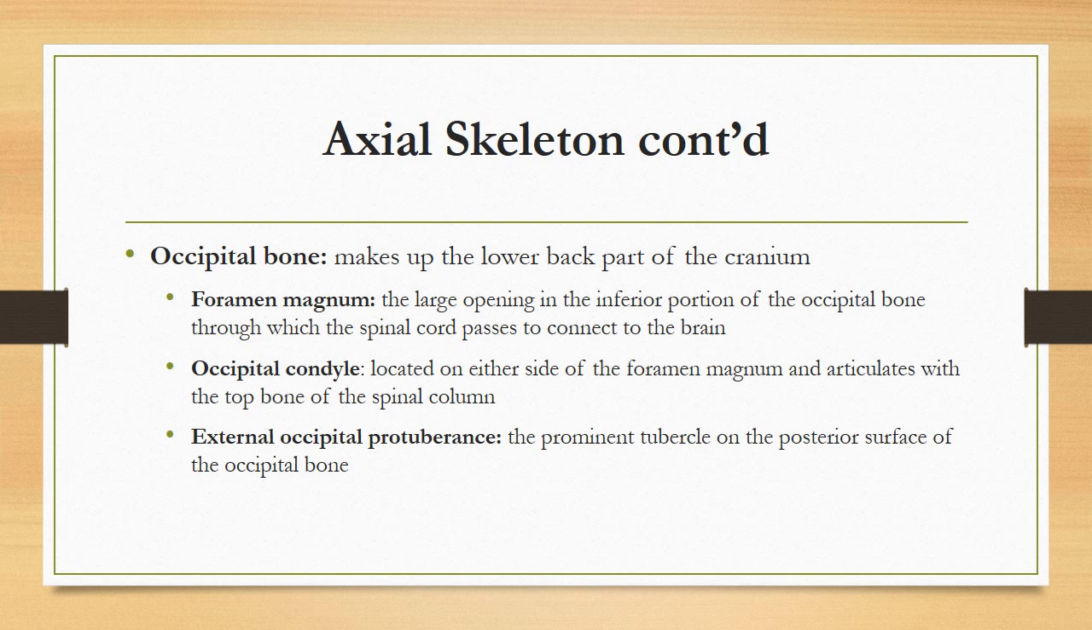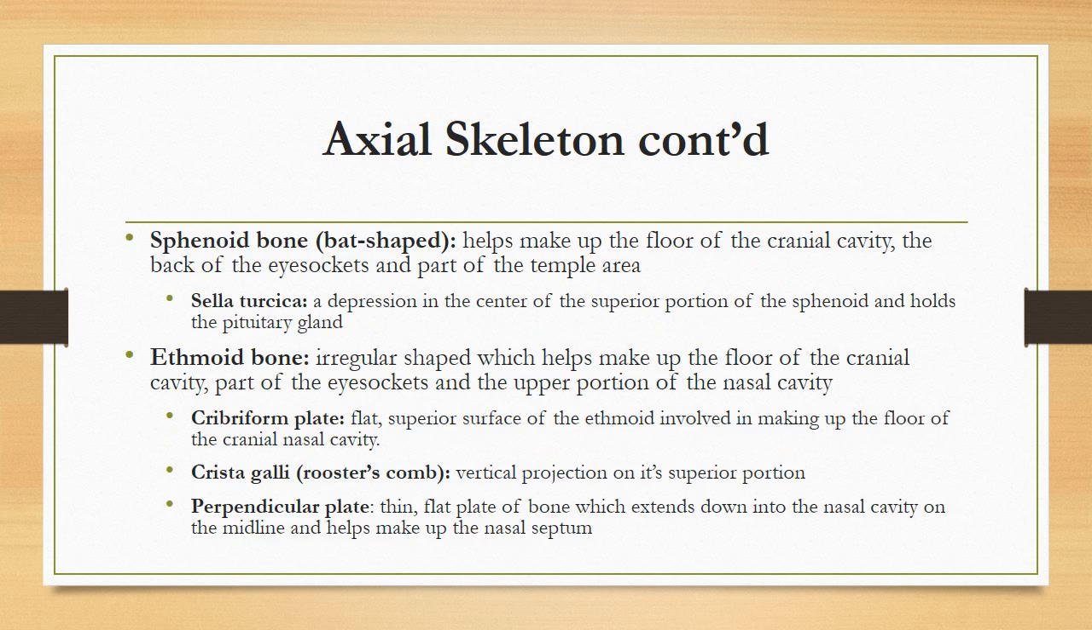Your occipital bone. It makes up the lower back part of the cranium. So if you just pat your head in the back above your neck, you're hitting on that occipital bone. And it includes the foramen magnum, a large opening in the inferior portion of the occipital bone through which the spinal cord passes to connect the brain. Your occipital condyle is located on either side of the foramen magnum and articulates with the top bone of the spinal column. Your external occipital protuberance is the prominent tubercle on the posterior surface of the occipital bone.